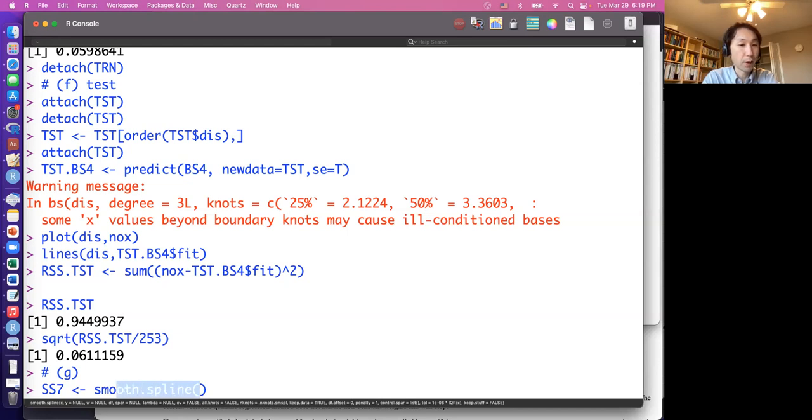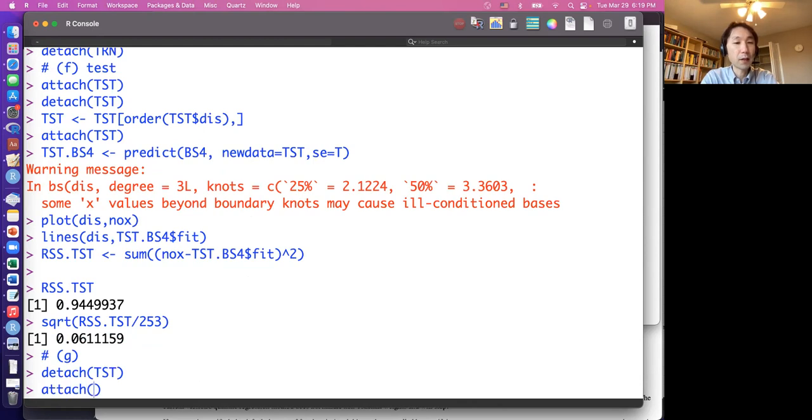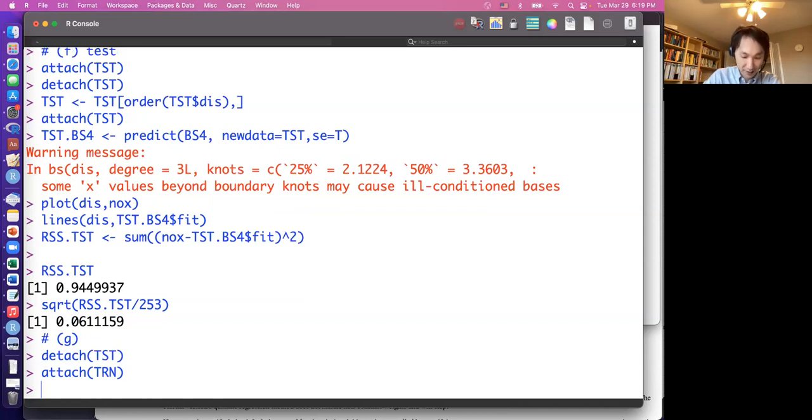Sorry, we want to now use the training data set. The original sentence says, fit the smoothing spline? Yeah, maybe the G is a little bit vague. So what data set to use? Maybe the training set we use. So detach TST and attach TRN. Sometimes I detach twice just in case, but probably this is fine. Sometimes you accidentally attach some data set twice. In such a case, you have to detach twice. So sometimes I detach until it returns an error.